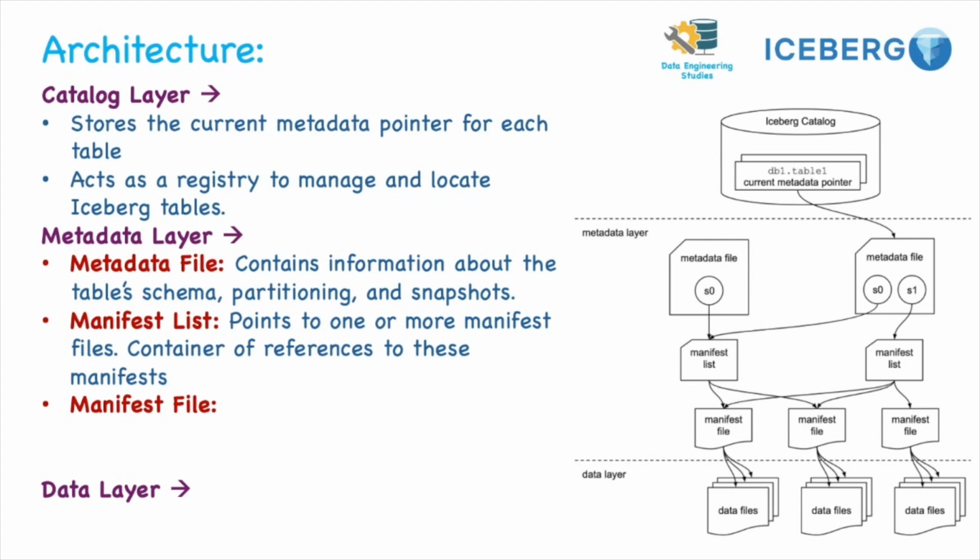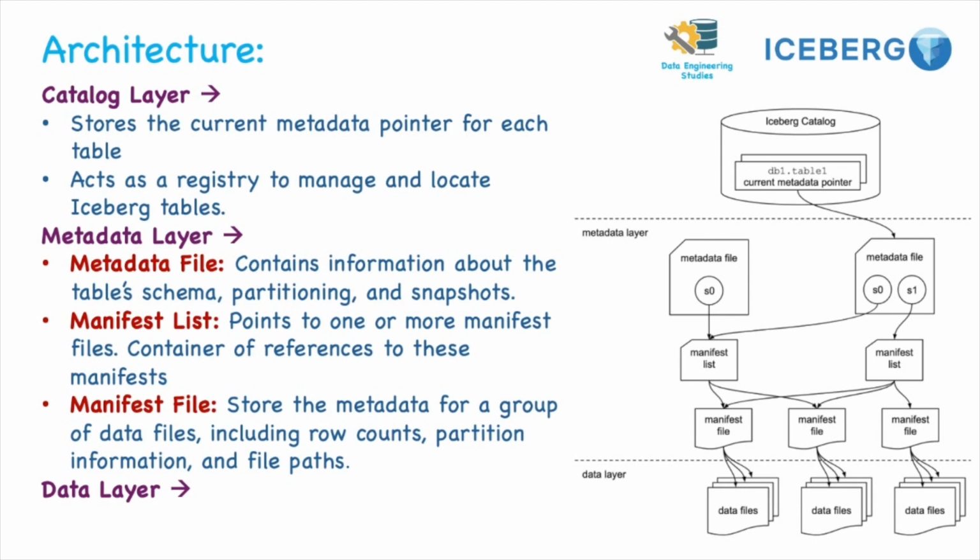The next component is manifest files. A manifest file contains information about row counts, partition values, file paths, min and max values, and null counts for each column. The metadata layer helps effectively plan queries and tracks file-level metadata without scanning the entire dataset.